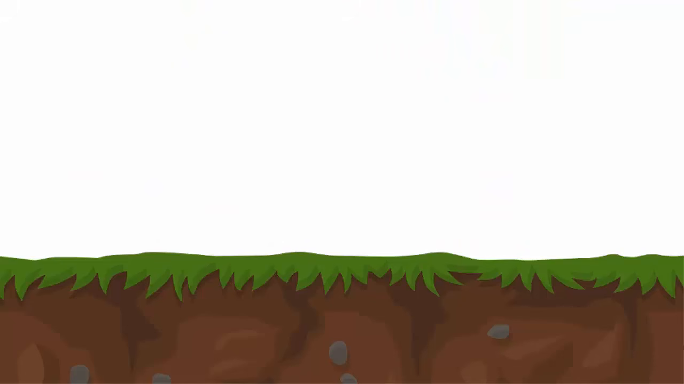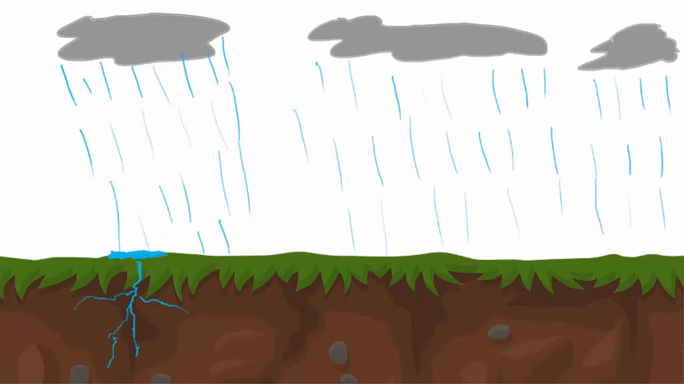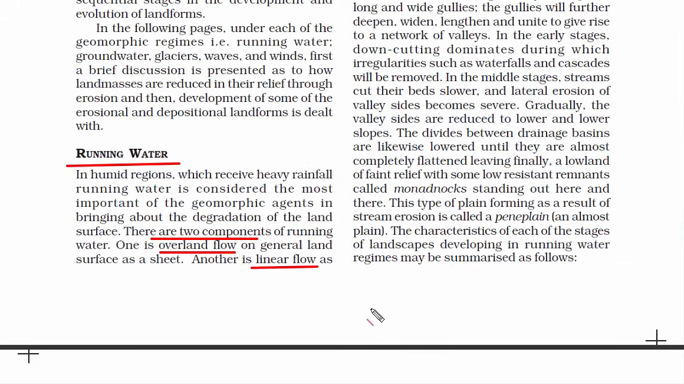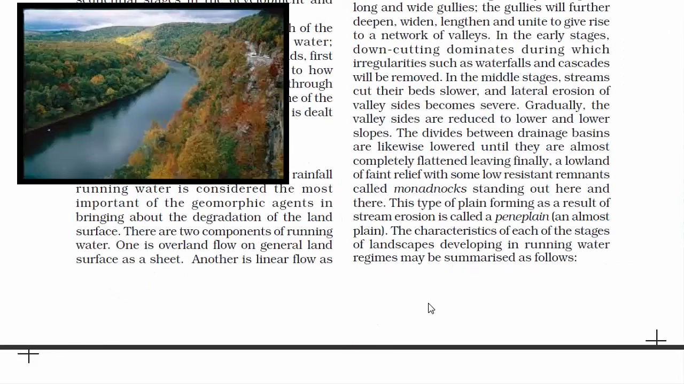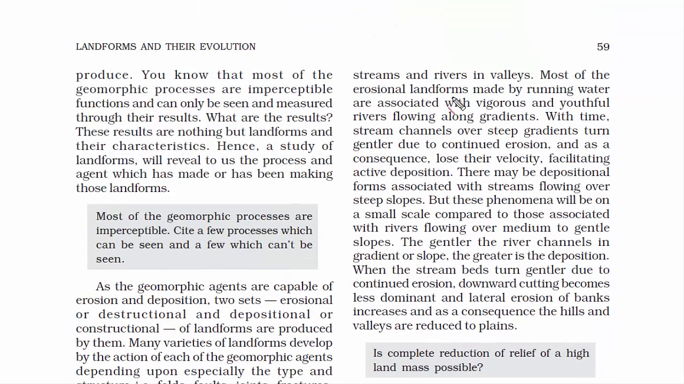So basically soil is porous and it sucks water, right? There will be a point after which it can no more take in any water. Then the water starts overflowing. So that is known as overland flow. The second component of running water is linear flow, which is basically rivers and streams that flow naturally in a straight linear fashion on their own course path. So running water is considered the most important geomorphic agent when it comes to degradation of land.